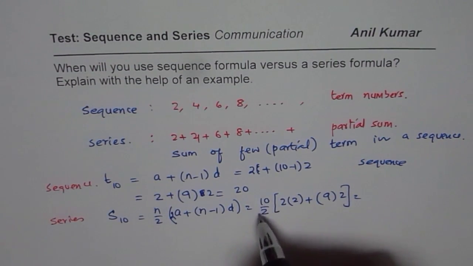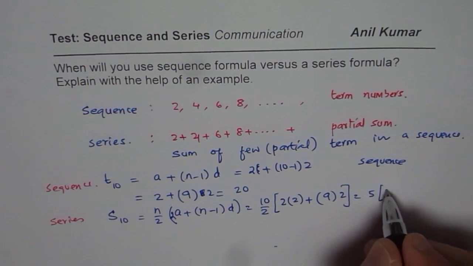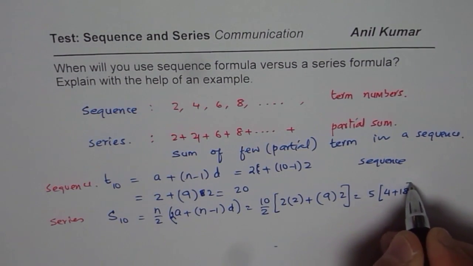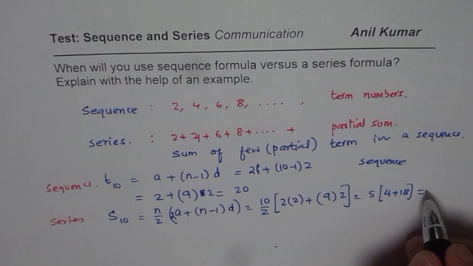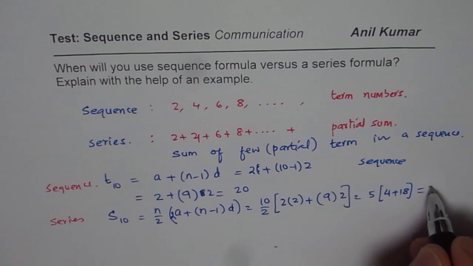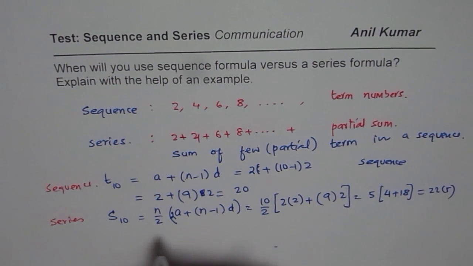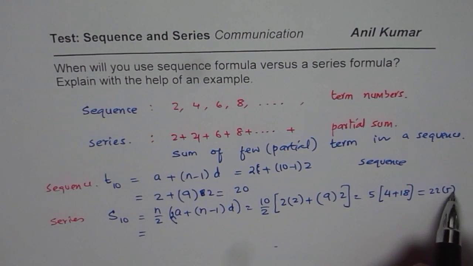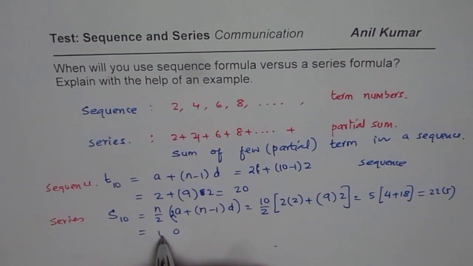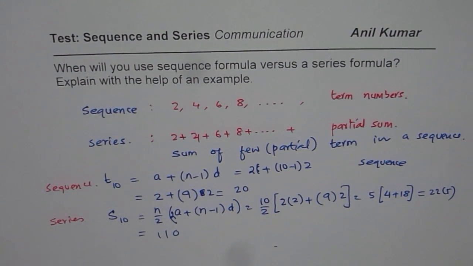And then find the answer, right? So we get 5 times 4 plus 18, right? Which is 22 times 5. So we get 22 times 5. Or we can now write down the sum as 110, right? So that is how you can actually give an example to explain the difference.